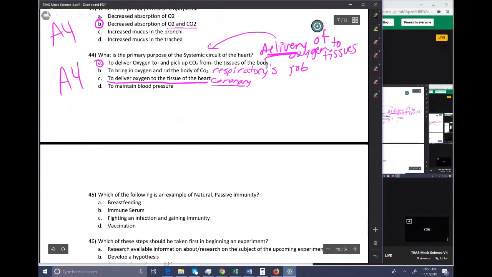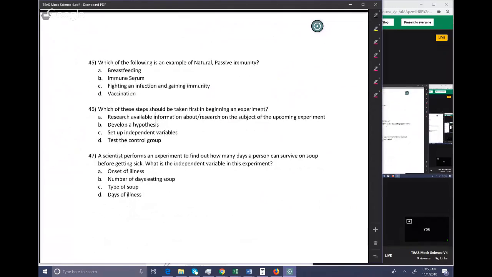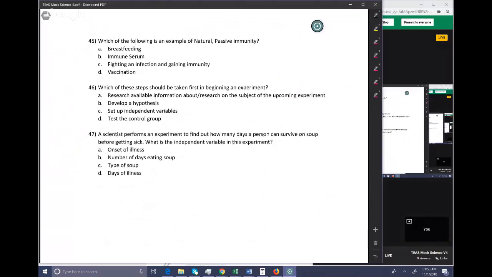And then maintaining blood pressure is part of the existence of the systemic circuit, but it's not what its job is. Which of the following is an example of natural passive immunity? My recommendation in Anatomy 4 is to think of each term.